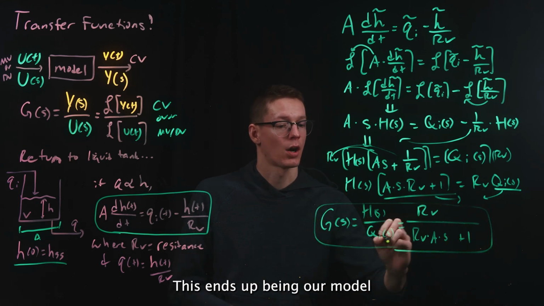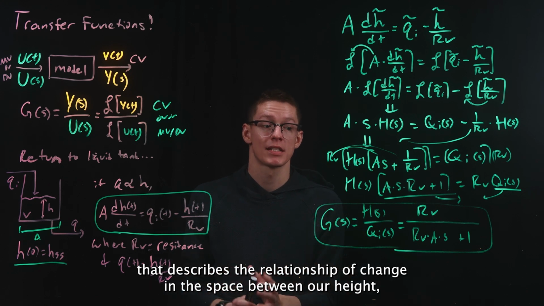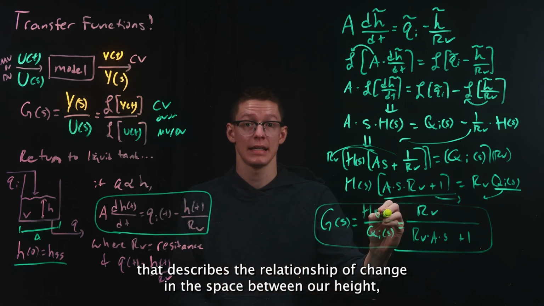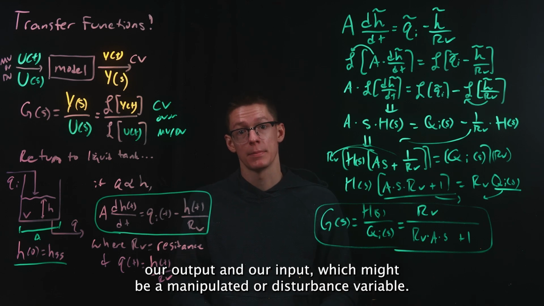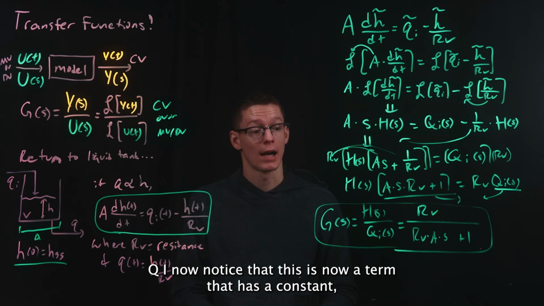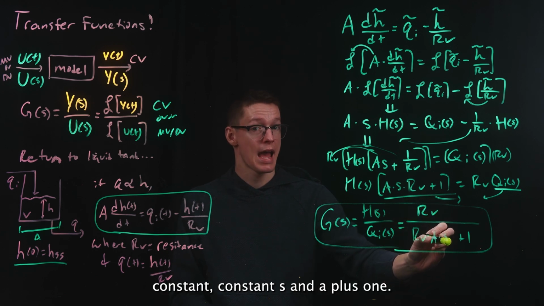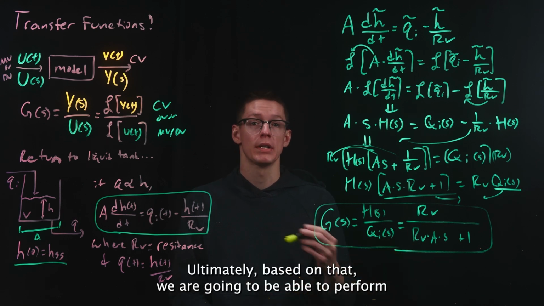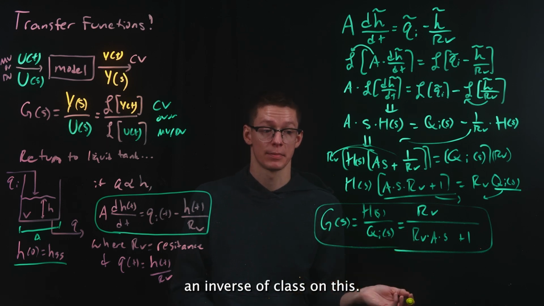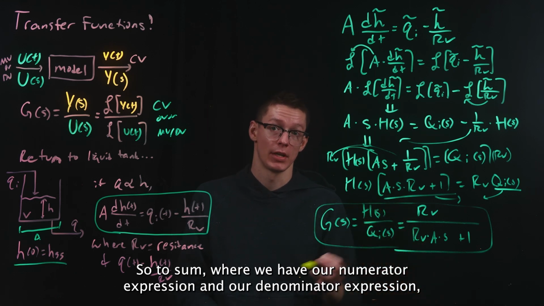This ends up being our model that describes the relationship of change in the Laplace space between our height, our output, and our input, which might be a manipulated or disturbance variable, QI. Now, notice that this is now a term that has a constant, S, and a plus 1. Ultimately, based on that, we are going to be able to perform an inverse Laplace on this system where we have our numerator expression and our denominator expression.